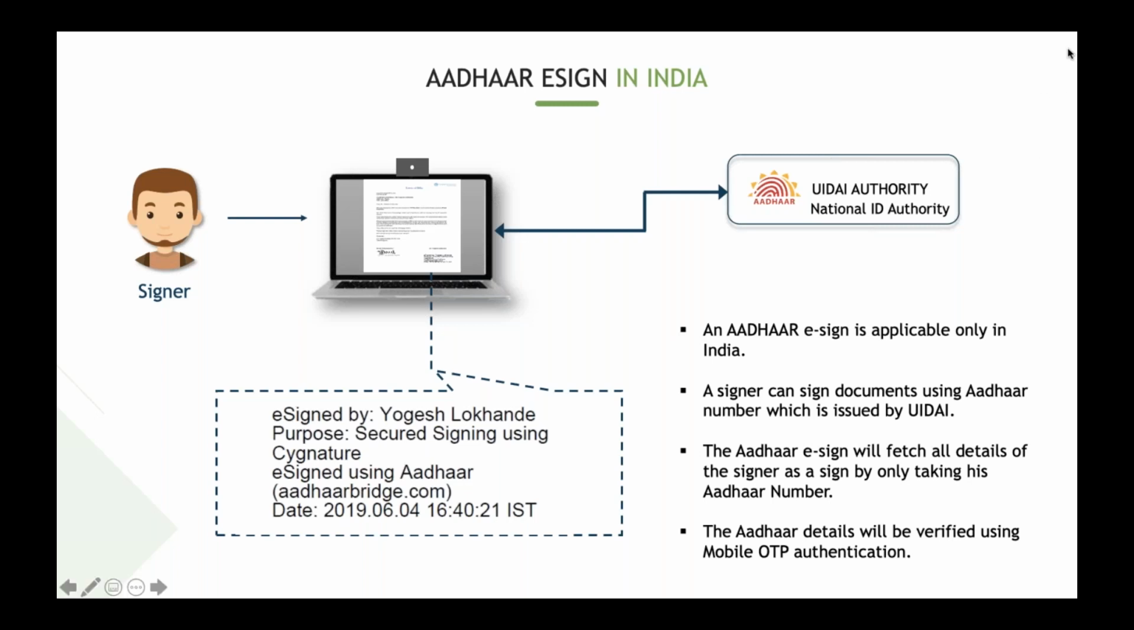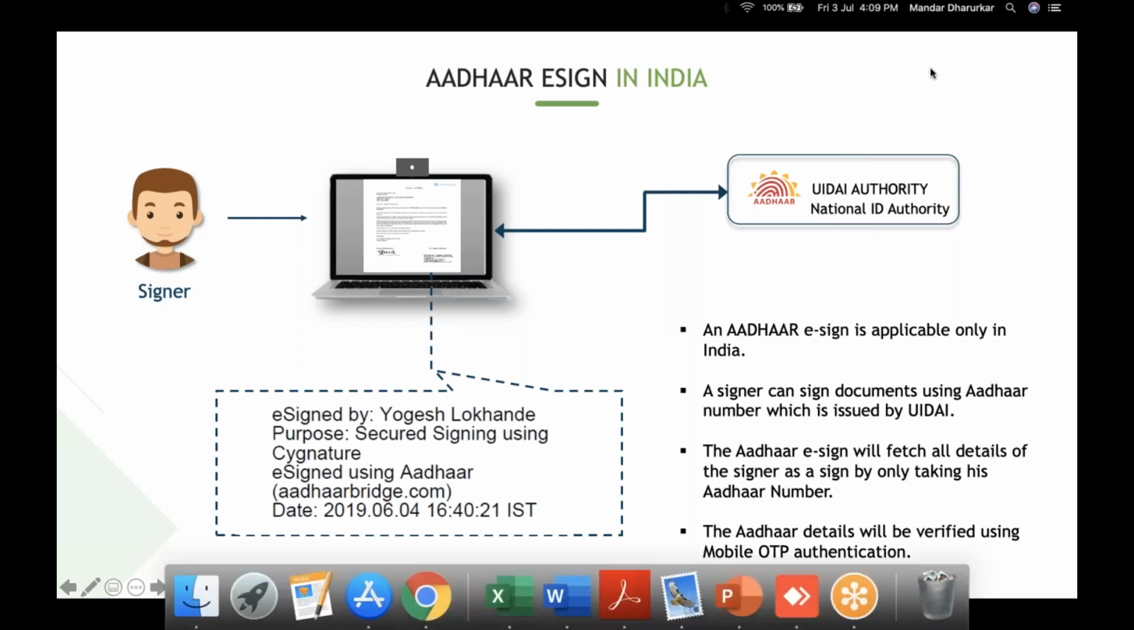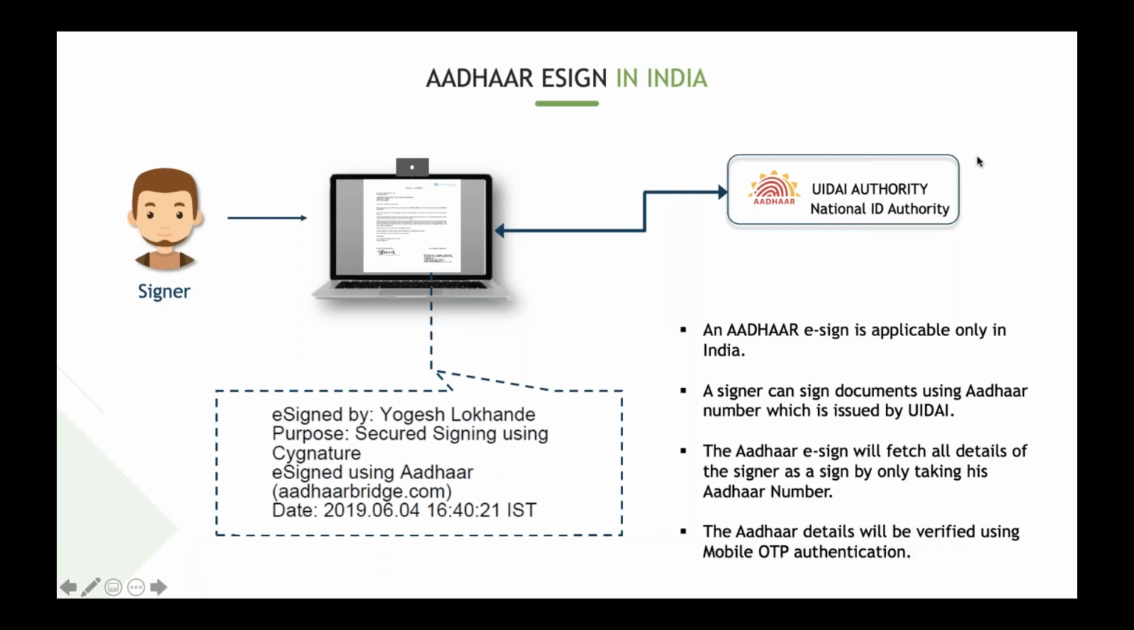So what the Aadhaar e-sign will do is fetch all the details of the signer by only taking the Aadhaar number. You just need to give your Aadhaar number, and quickly the document is signed, and all your details like your name, phone number and email ID will be verified, making it a very secure method of signing. How this process is done: once you enter the Aadhaar number on the document during the signing process, you'll receive an OTP on your mobile number. You need to verify yourself using the OTP, and then your details are verified, and the signature quickly comes on the document.